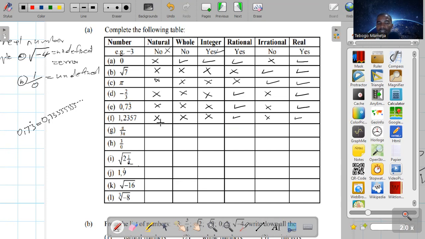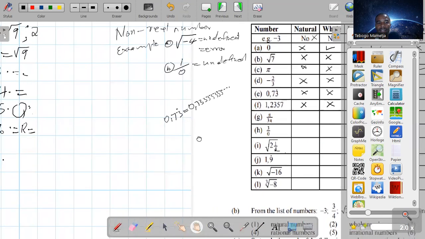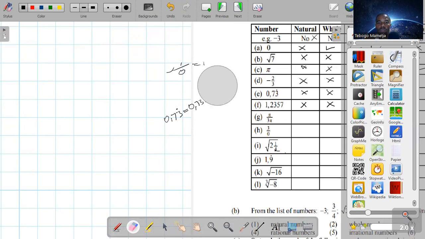So maybe let's just try to work this number out, just to look at its value. So I'm going to have to move this side, and let me start by erasing with my eraser, just to make sure that it's clean. Okay, so that's where we work out that number.